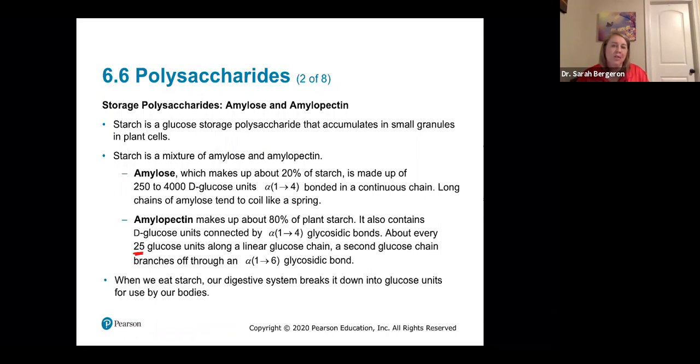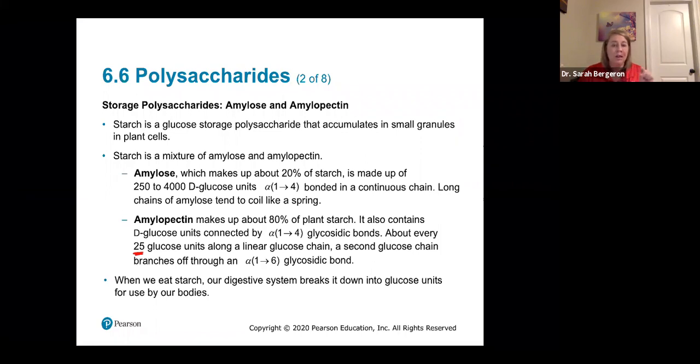There are two different storage polysaccharides for plants. Starch is a mixture of these two. So we say that plants store their glucose as starch, and starch is composed of two different polysaccharides. The first polysaccharide is called amylose. Amylose makes up about 20% of the total starch, and this has a straight chain of 250 to 4,000 D-glucose units. Remember, everything's D form because that's what we can handle.